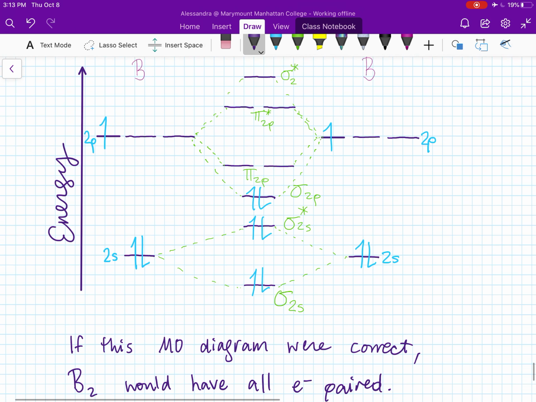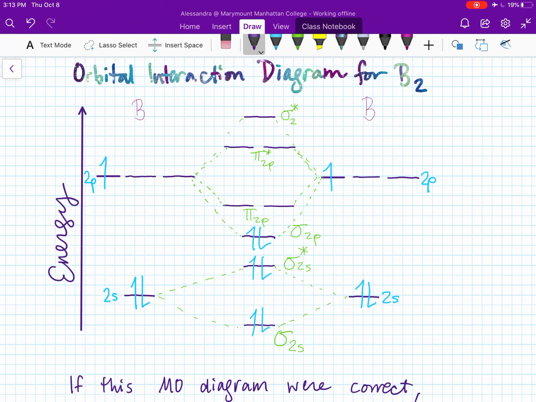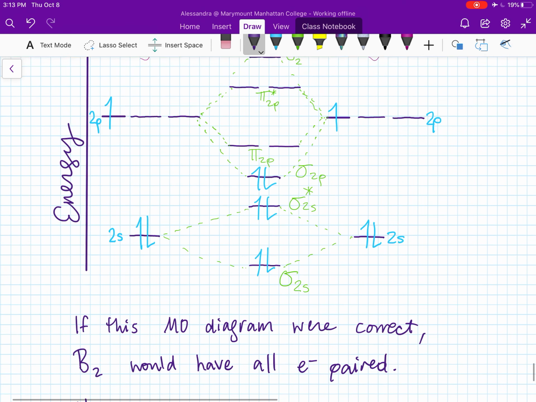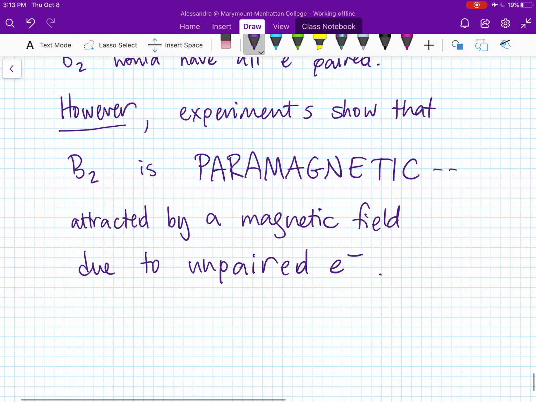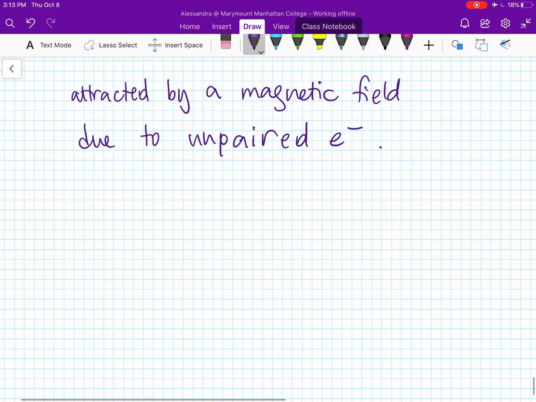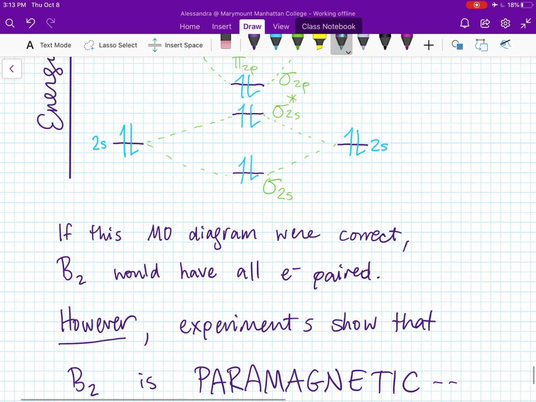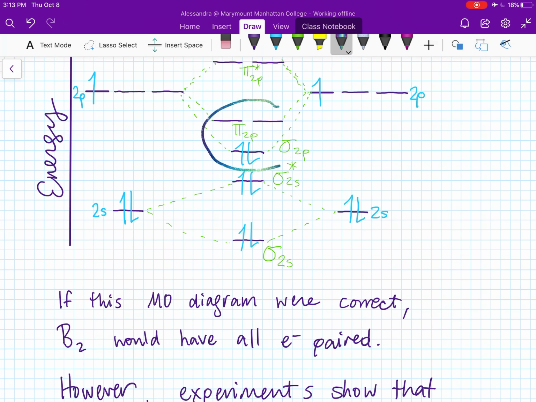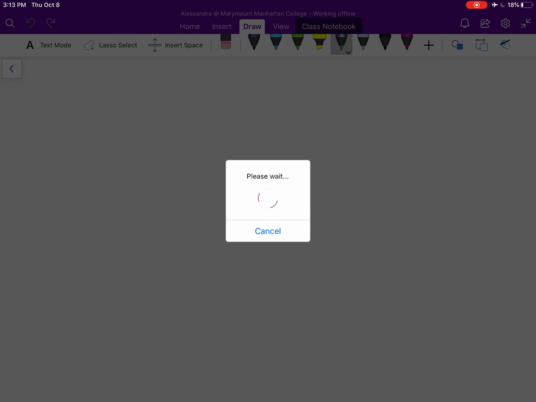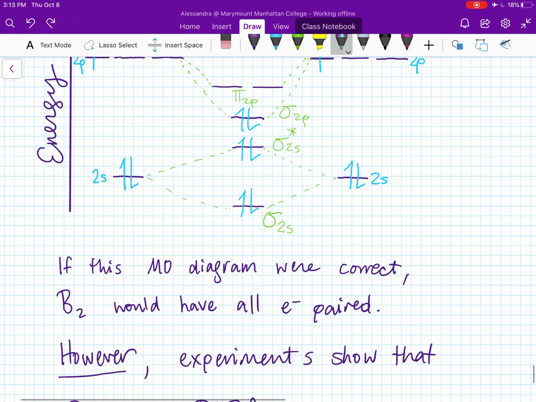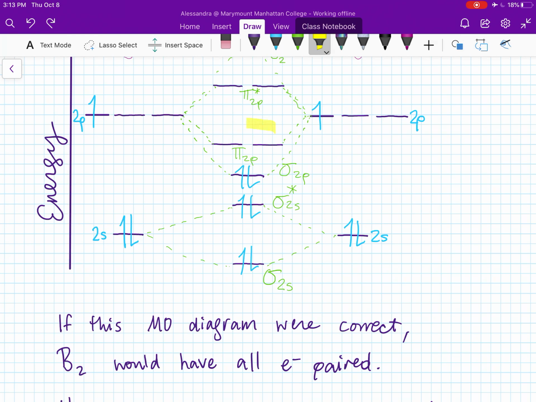So how can this be the case? We just drew the orbital interaction diagram for B2 and all of the electrons are paired. So this experimental evidence shows us that there is an odd inversion between two of the orbitals. The inversion occurs here among the sigma 2p and the pi 2p orbitals. Okay, so let me show you that one more time. We have the inversion occurring here.